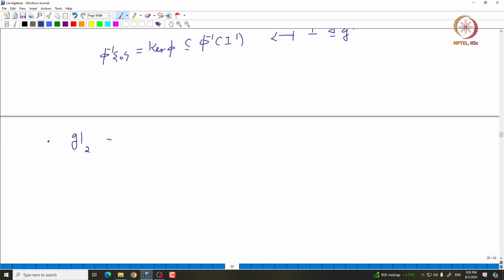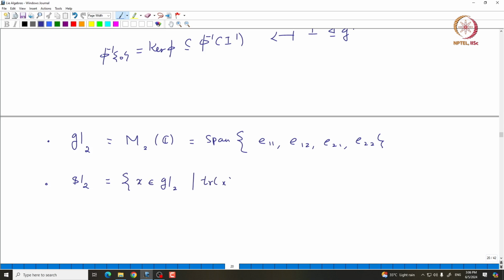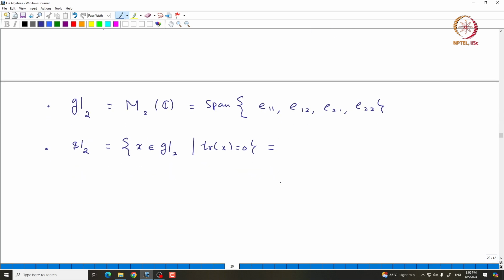What is GL2? GL2 is the set of all 2 by 2 matrices, and its dimension is 4. It is spanned by E11, E12, E21 and E22. SL2 consists of the traceless matrices from GL2, those x in GL2 such that the trace of x must be 0. It is spanned by 3 elements, because the dimension of SL2 is 1 less than the dimension of GL2.